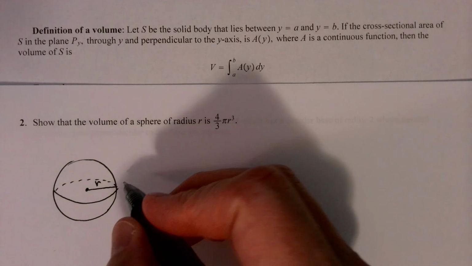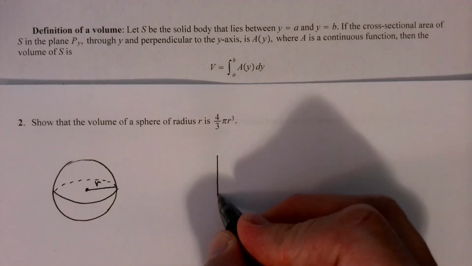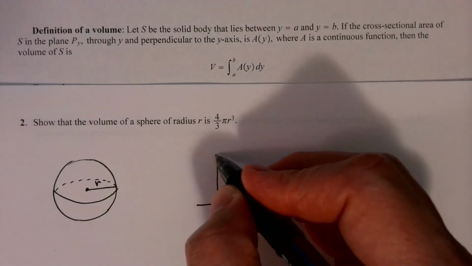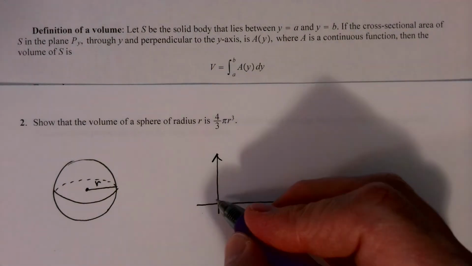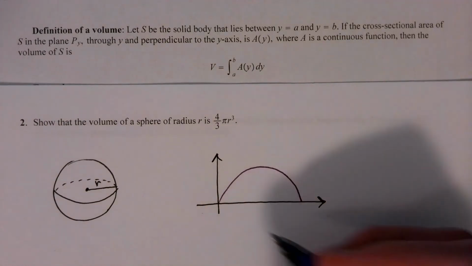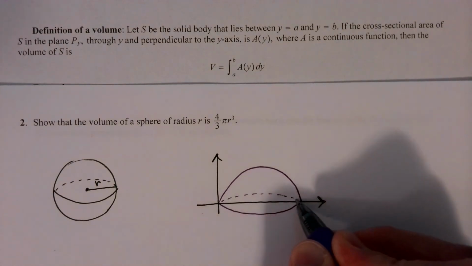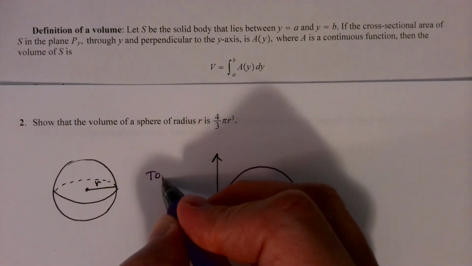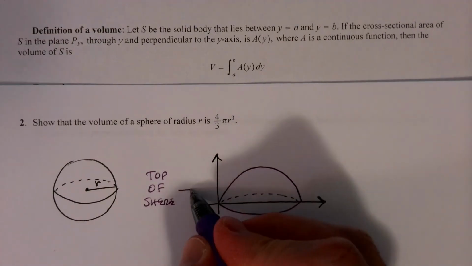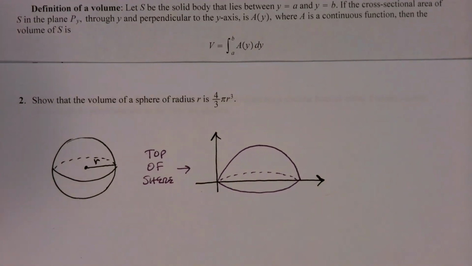That was interesting. I'm going to look at the top half of the sphere here. And so what I'm going to do is put it so that the top half of the sphere sits on the x-axis. So I'm going to just look at the top half. I'm going to find the volume of that, and then just double it to get the volume of the sphere.